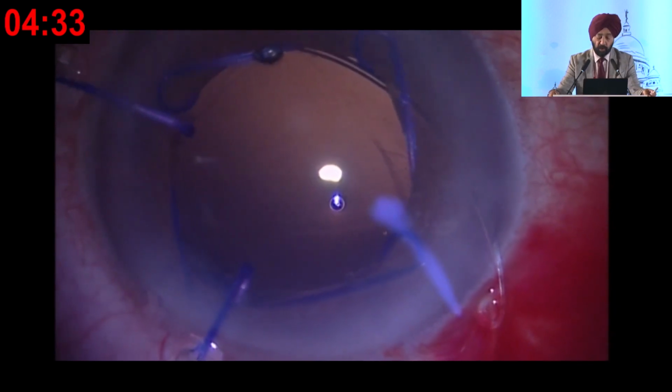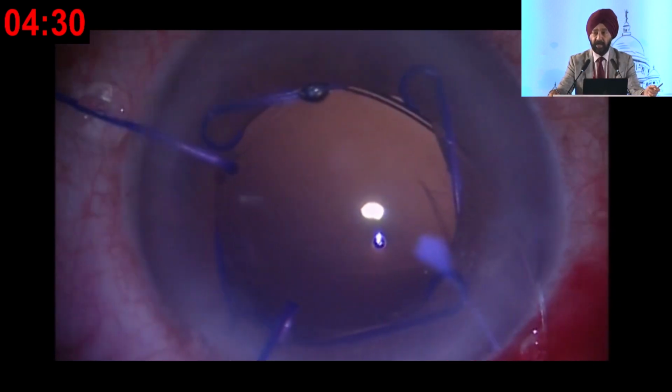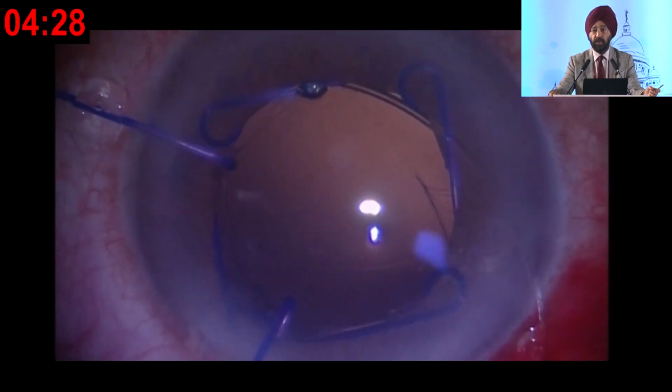So the golden rule for a CTR in subluxated cataracts is that you should not inject it too early nor inject it too late.